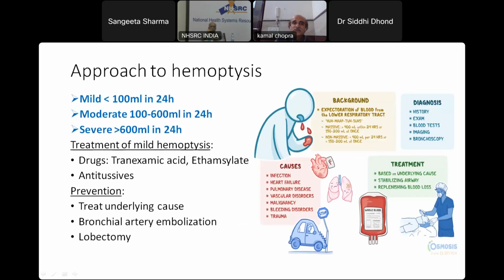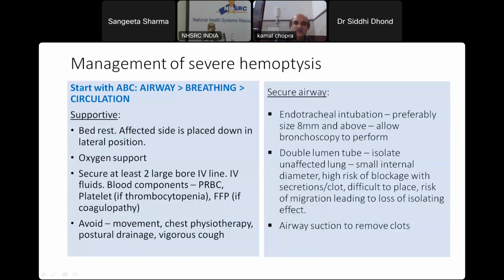Approach to hemoptysis. Hemoptysis could be mild, moderate, or severe within 24 hours. If it is less than 100 ml, it is mild, moderate is 100 to 600, more than 600 in 24 hours is severe. Symptomatic treatment can be given by antitussives or tranexamic acid, etc. For prevention, we should see what the underlying causes are. Most common causes are infections, sometimes heart failure, pulmonary diseases, some vascular diseases, trauma, but malignancy must be ruled out if there is hemoptysis.